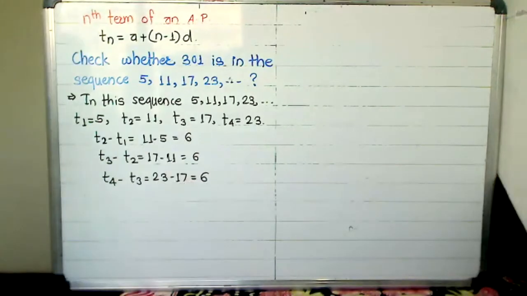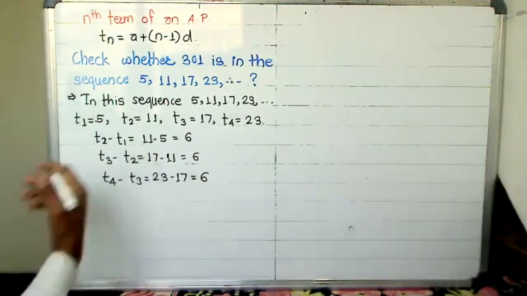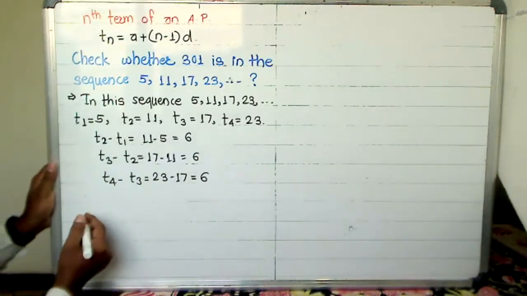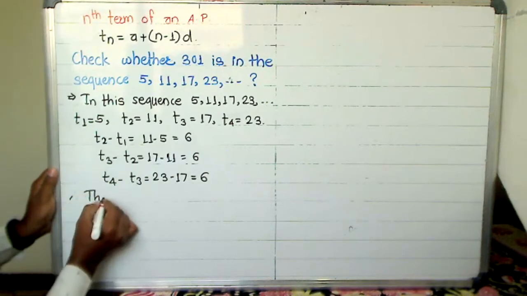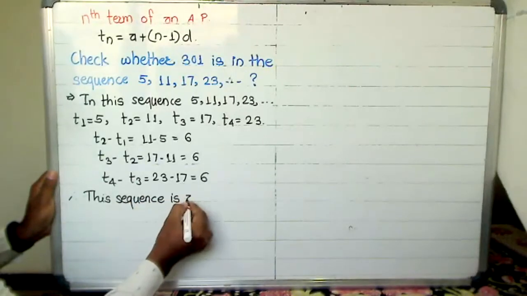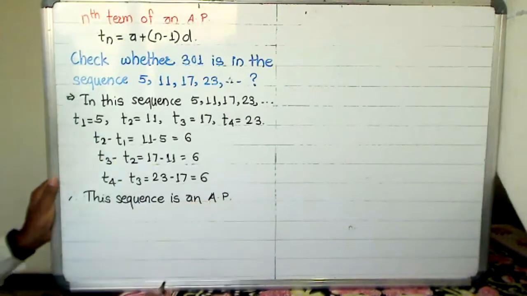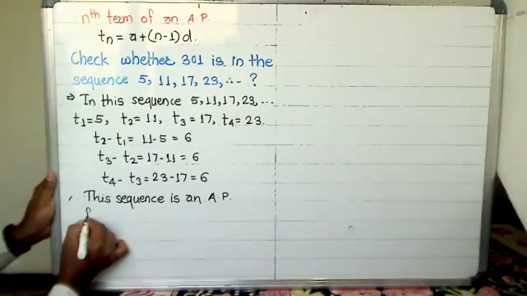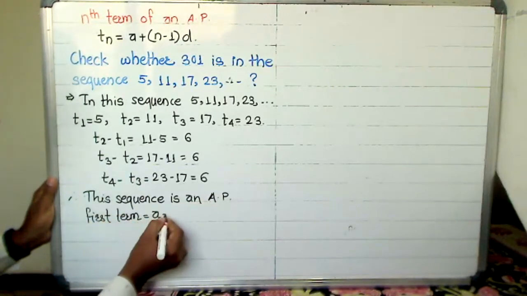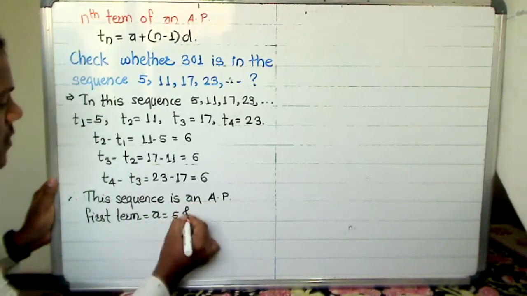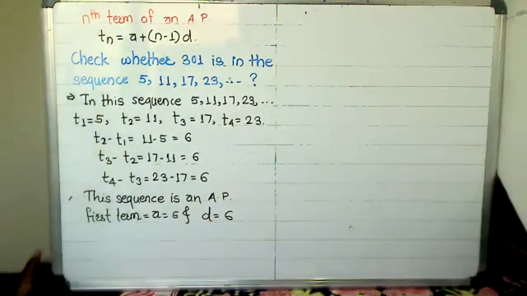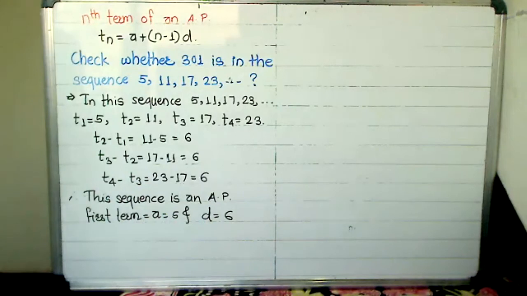From this result, we can say that this sequence is an AP. So therefore this sequence is an AP. The first term of this AP is A equal to 5, and the common difference D is equal to 6.